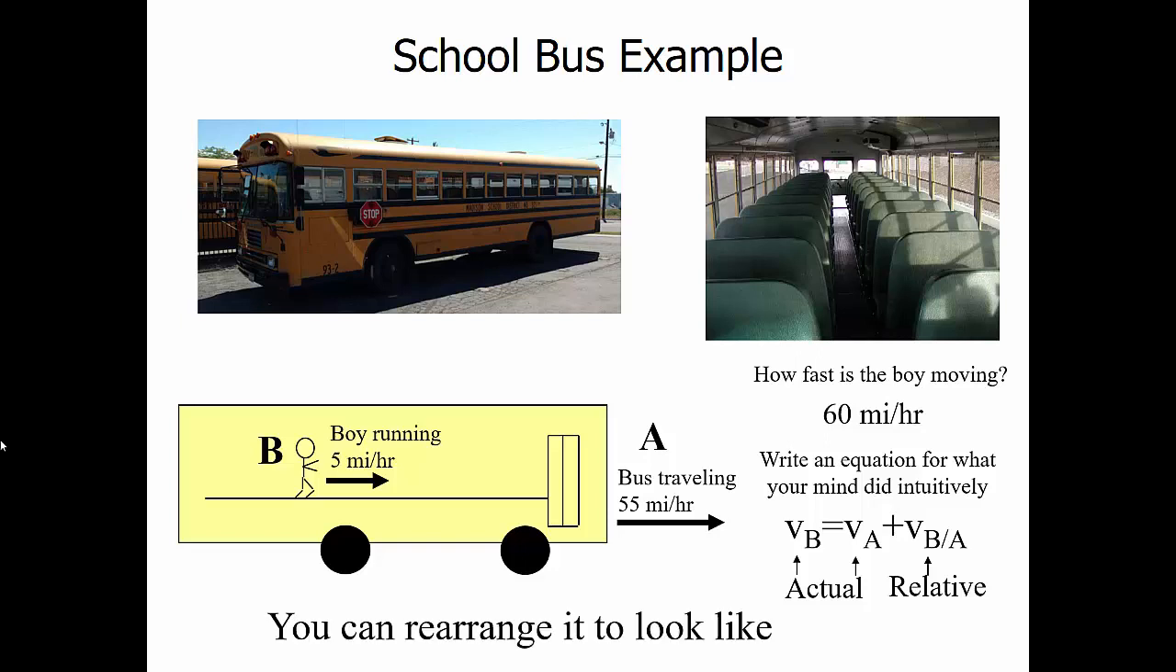You can rearrange this equation so that the velocity of the boy relative to the bus is equal to the velocity of the boy minus the velocity of the bus, or VB with respect to A is equal to VB minus VA. An easy way to remember this is to think of the letters BA, BA, and they go in that order, BA, or AB. So from this discussion, is this the boy's actual or his relative velocity? It's his relative velocity, because it's his velocity relative to the bus.